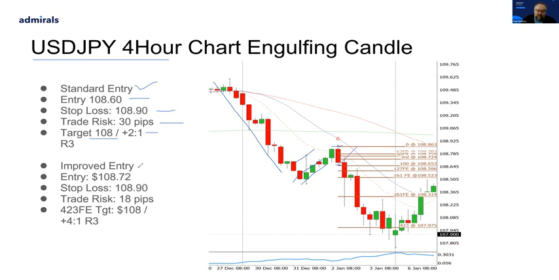However, with our improved entry, where we're trading a third of the way back into the candle, we'd be getting short now at 108.72. Stop loss in the same place at 108.90, but now our trade risk is 18 pips as opposed to 30 pips. Having an extended target provides us with a 4-to-1 reward to risk as opposed to 2-to-1. So same candlestick, same pattern, same instrument, but by using the improved entries and looking at ways to improve our targeting, suddenly we've gone from a 2-to-1 trade to a 4-to-1 trade. And a couple of those a month starts to make a difference to your equity curve, ladies and gentlemen.